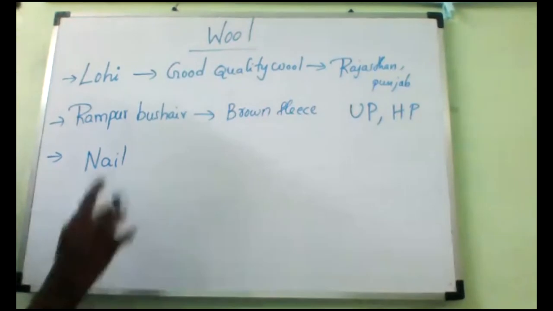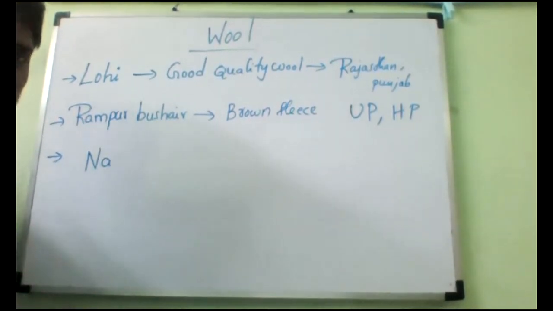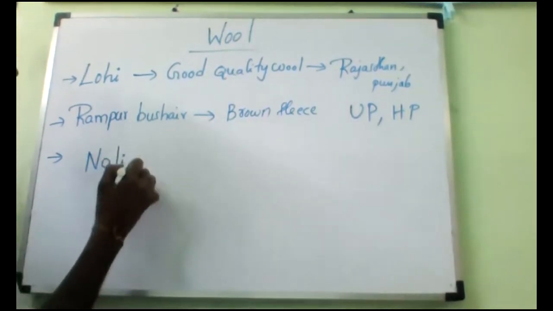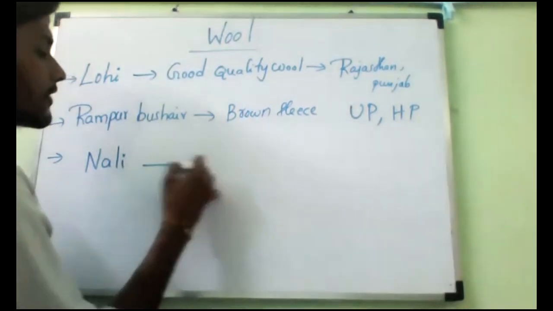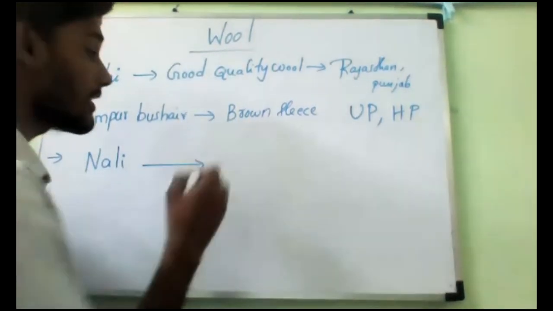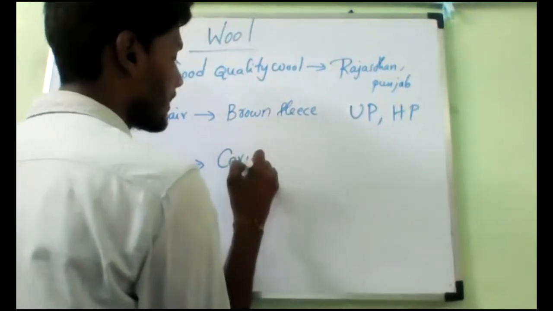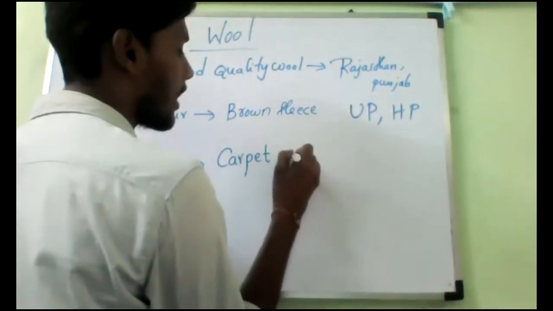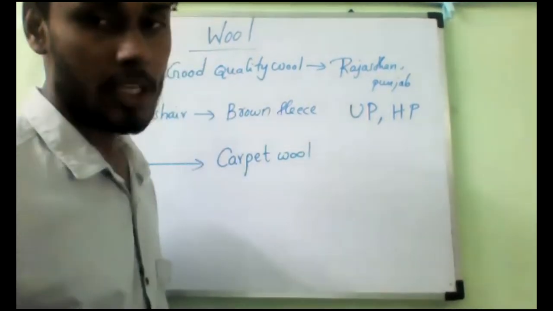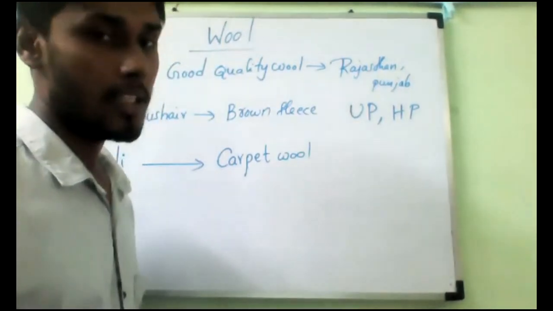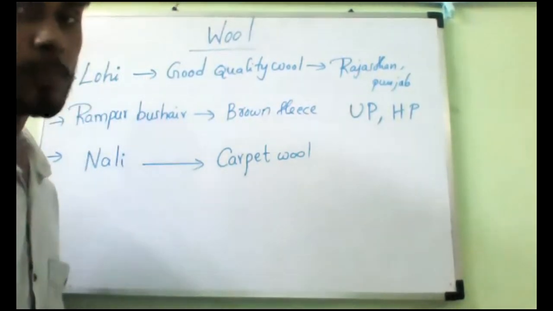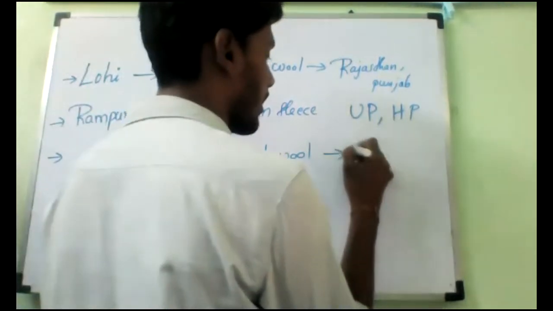Now, the next important carpet wool is called Nali, N-A-L-I. Nali is another name of the wool, from which we get carpets. Carpet wool is what we use on the floor for our feet, a soft mat. It is present in Rajasthan.